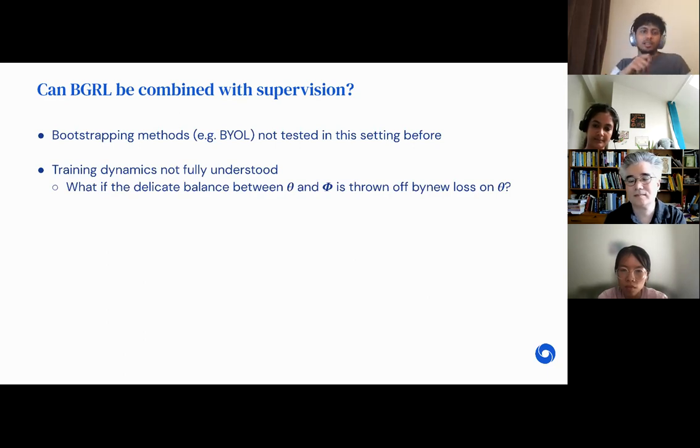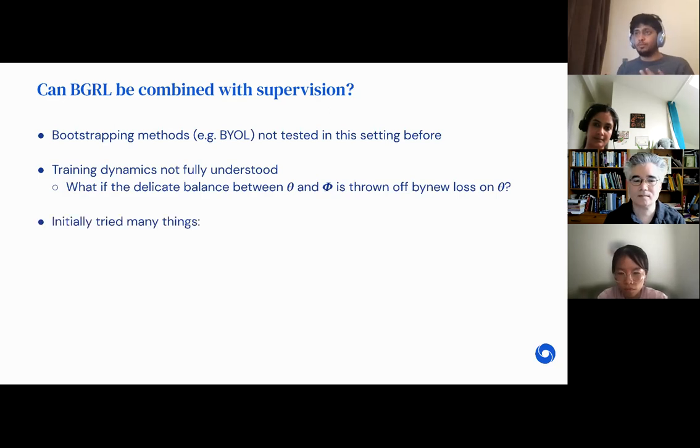So one thing is, theta and phi are in this delicate balance where theta is trying to predict phi, and phi is copied from old versions of theta. And maybe this delicate balance, where they're chasing each other's tail, is completely thrown off when theta is now pulled in another direction by a supervised loss, right? So this was one of the big fears we had, that this would destabilize the training.